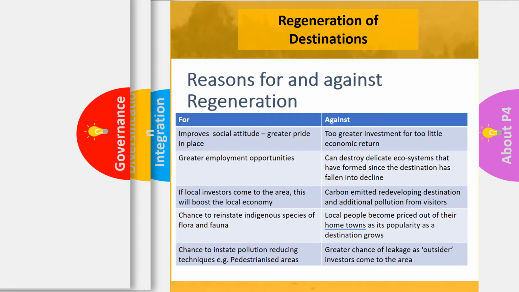Carbon emitted by redevelopment of the destination and additional pollution from visitors, that's also very true. But on the other hand, you could have park and ride, so you can get people to park outside and let them ride in on buses perhaps. Local people become priced out of their own hometowns as its popularity as a destination grows, and there's a greater chance of leakage as outsider investors come into the area. So with any type of regeneration in any area, you're going to have the pros and cons.